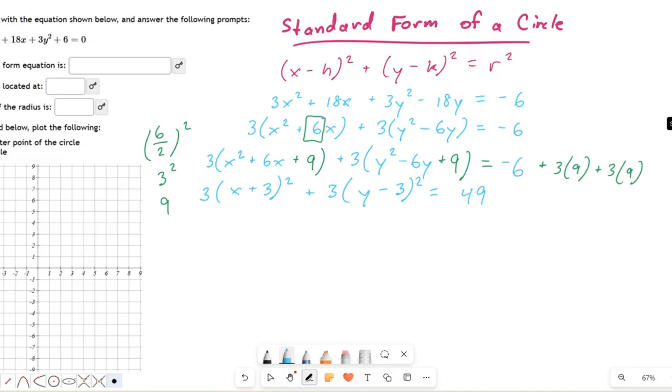And, you know, something's looking a little weird about this, actually. 3 times 9 is 27 plus 27. Oh, yeah, that's going to be 48. Okay, weekend math. So now I'm going to divide each side by 3.